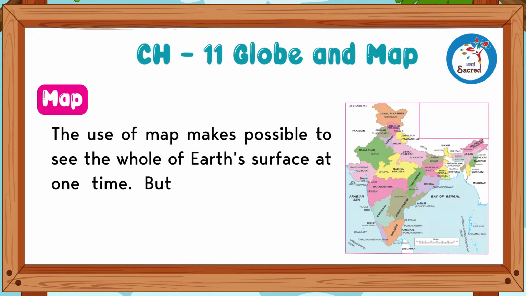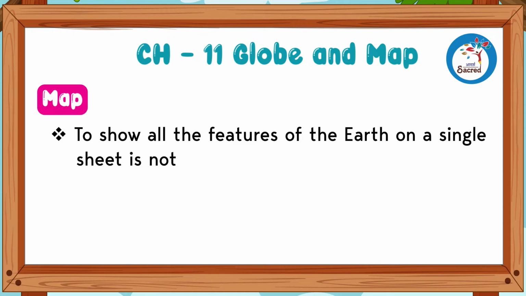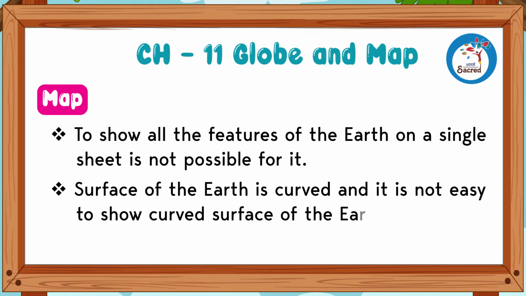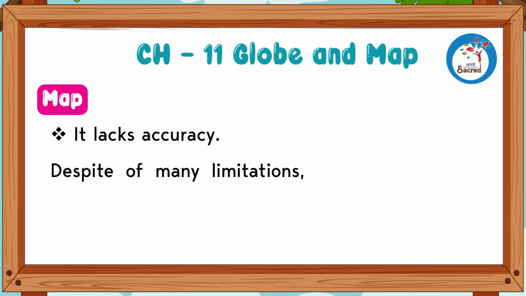But it also has some limitations. It is not possible to show all the features of the Earth on a single sheet. The surface of the Earth is curved and it is not easy to show a curved surface on a flat map. It lacks accuracy. Despite many limitations, maps are useful in many ways.